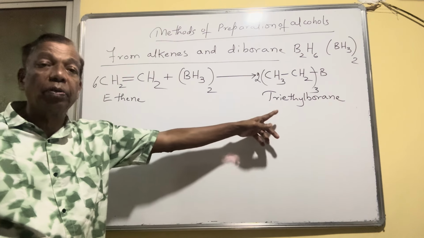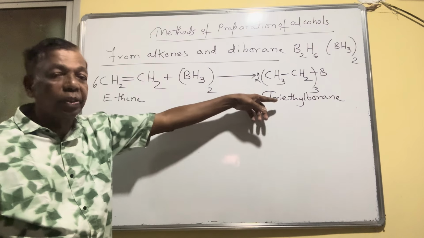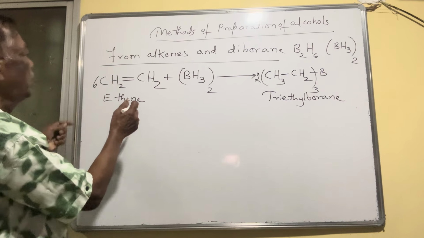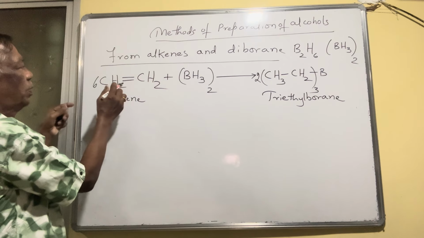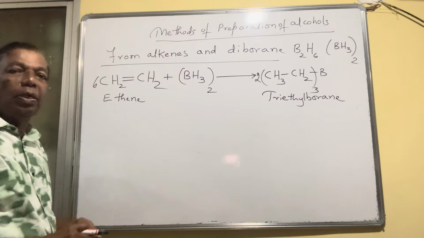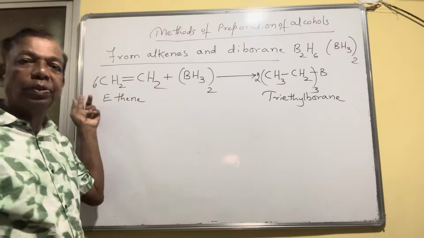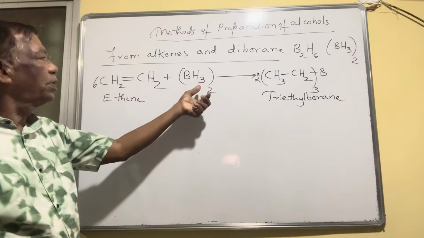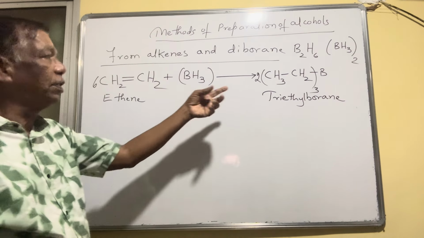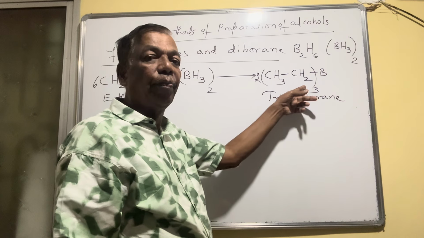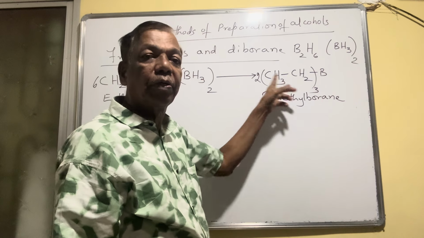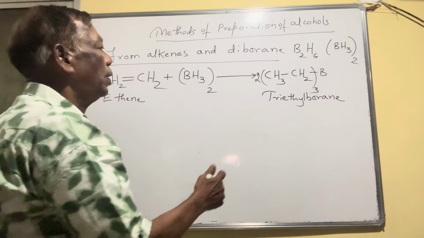So far I have not prepared alcohol, only I have shown the step. Now what happened here? See, 6 times 12, 12, 24, and this is 6. Total 30 this side. This side you can see 3 plus 2, 5, 5 into 3, 15, 15 twice is 30. So the equation is balanced.